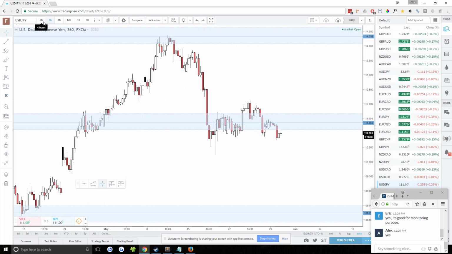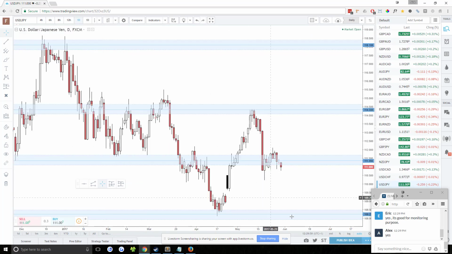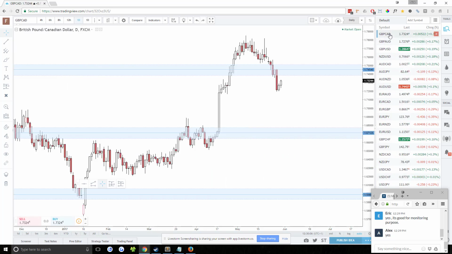USD JPY. And nothing much going on here either. All right, so it's a pretty boring Tuesday, to be honest, but we do have some potential trades on the horizon.